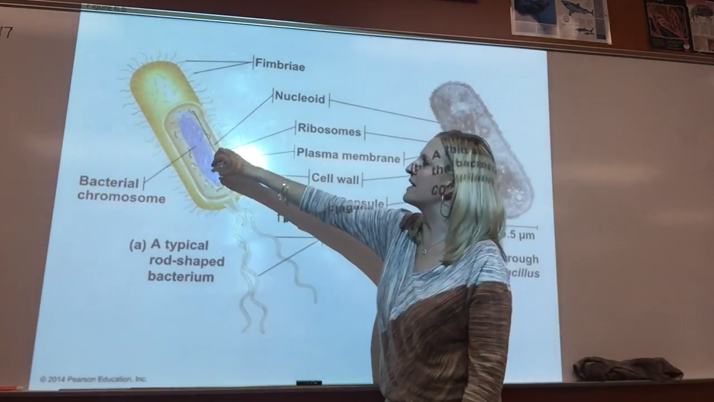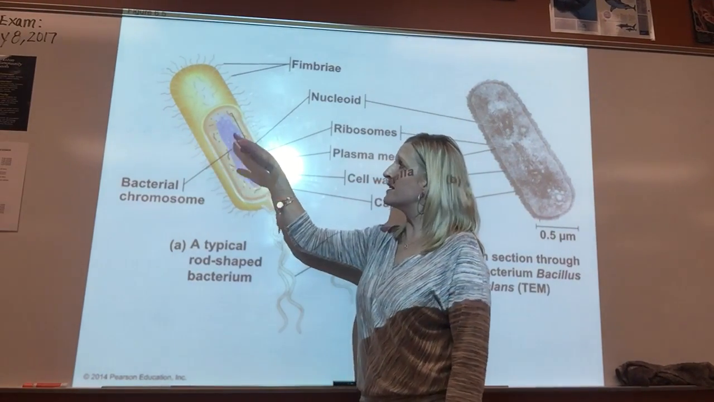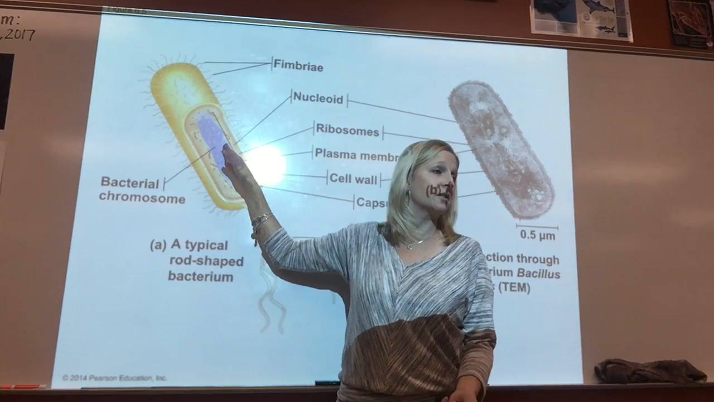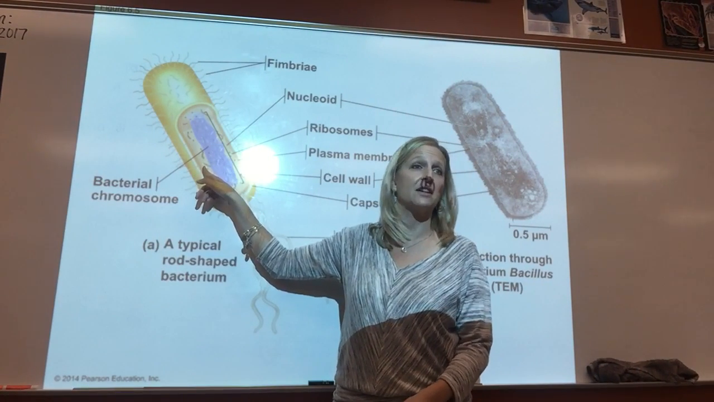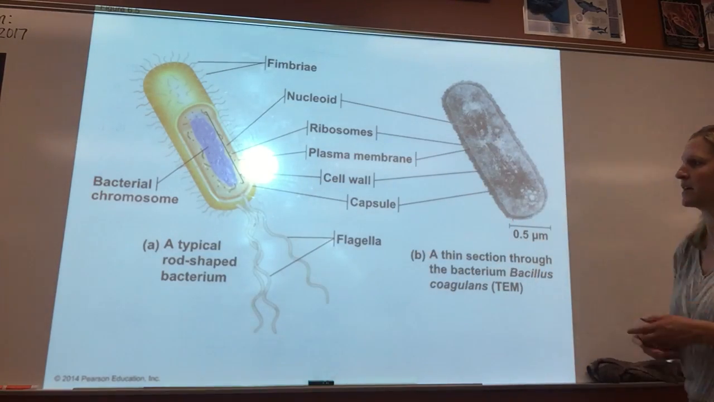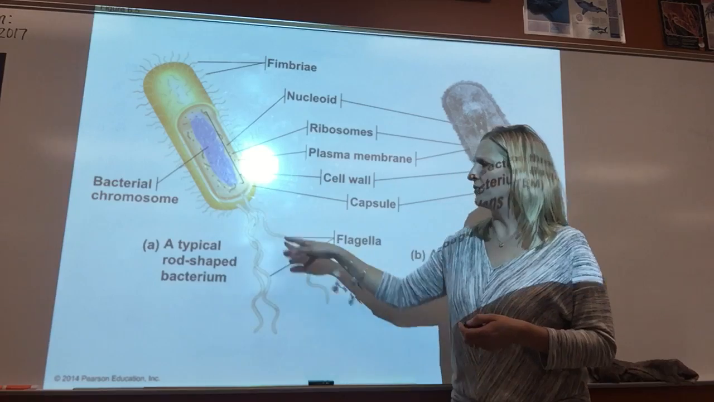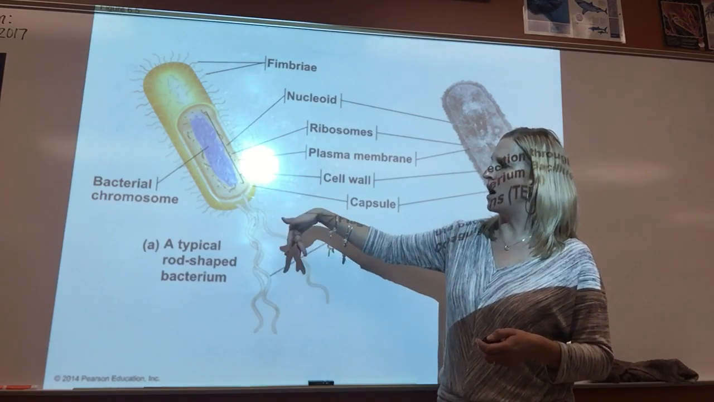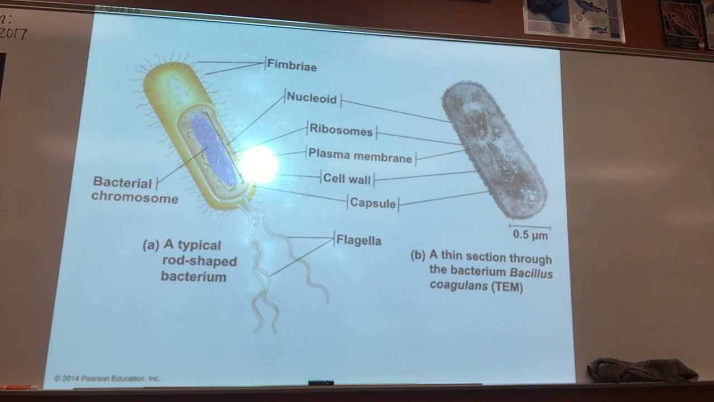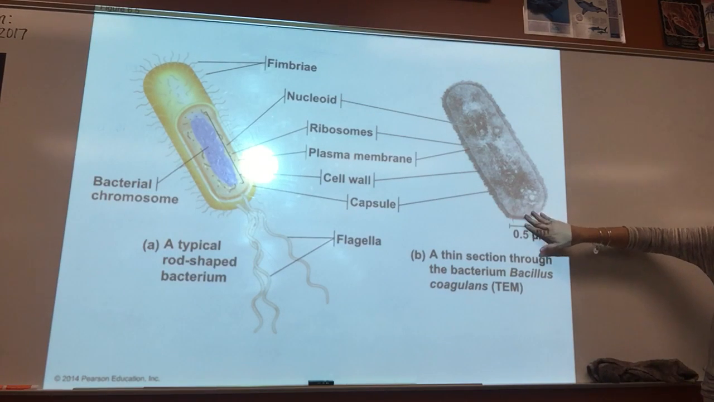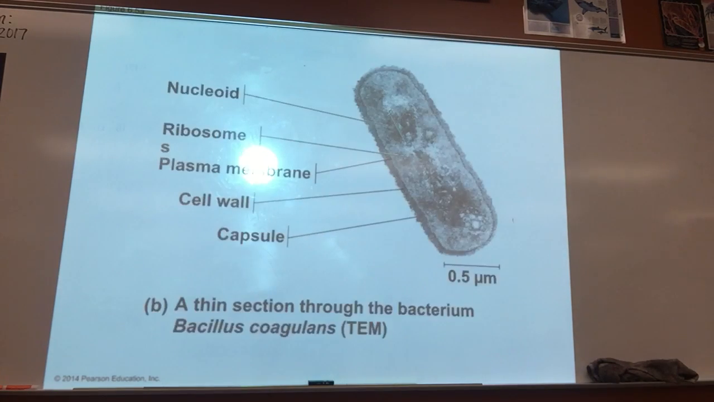All right, and so that's in that nucleoid region, and then all the little dots are the ribosomes. So basically, the DNA contains instructions to make proteins, and they have the spot that proteins are made, which are the ribosomes, and they can do that. And then some bacteria have flagella. Flagella are like little tails that help them to move from one place to another. And this is just the real picture, the transmission electron microscope picture that shows those various things.